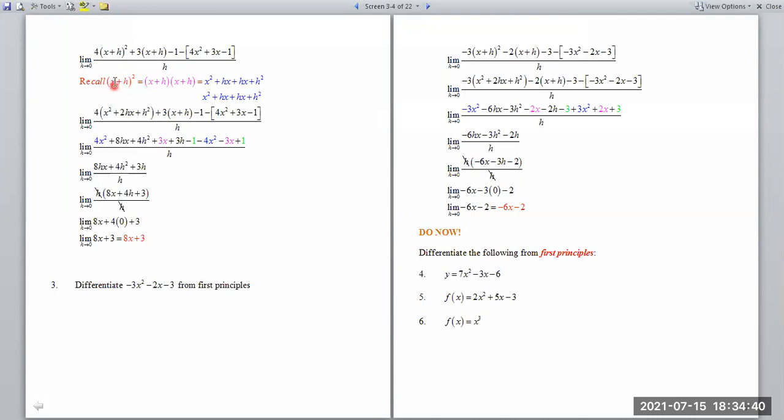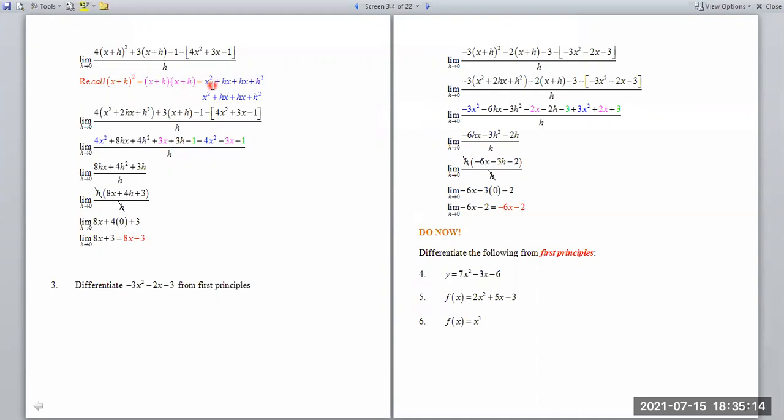When I work out this piece, x plus h all squared is the same thing as x plus h times x plus h. Now this x, where the spotlight is, times this x gives me x squared. That x times this h gives me hx. This h times this x gives me another hx. And this h times this h gives me h squared.